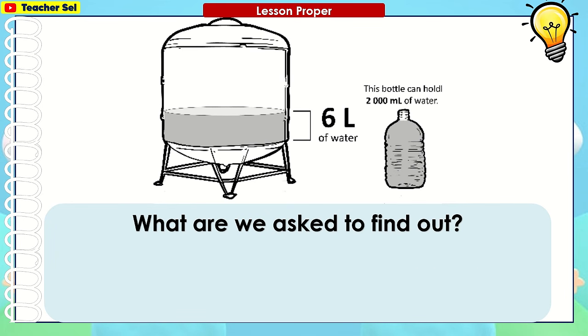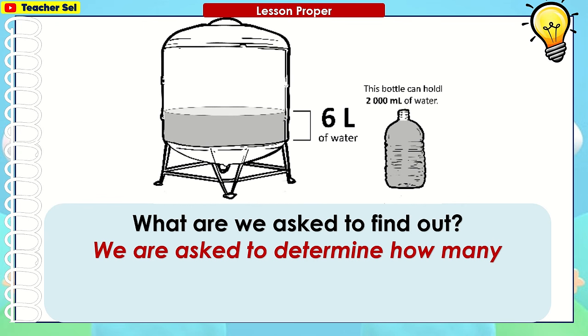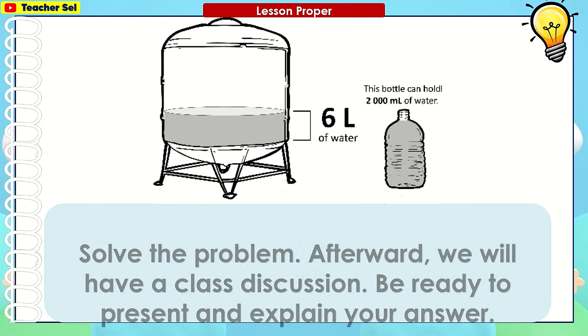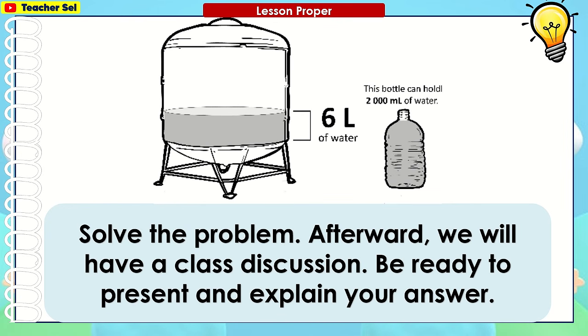What are we asked to find out? We are asked to determine how many 2,000 milliliters bottles can be filled using the remaining 6 liters of water. Solve the problem. Afterward, we will have a class discussion. Be ready to present and explain your answer.